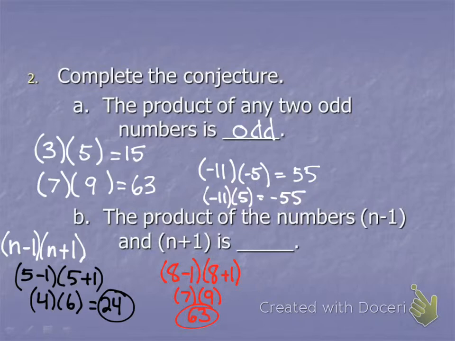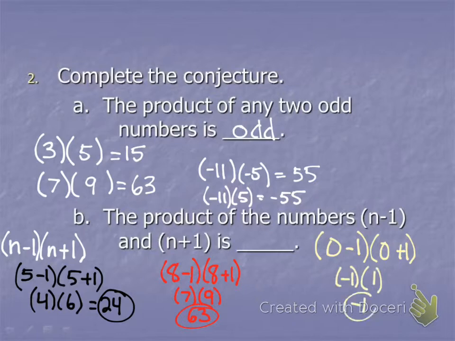Let's try 0. Everyone always forgets 0 and the negatives, so I'm going to do 0. 0 minus 1 is negative 1. 0 plus 1 is positive 1. Negative 1 is my answer.